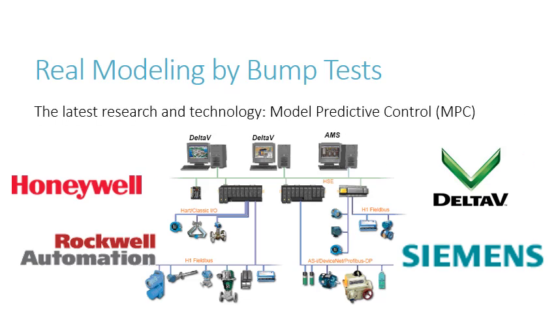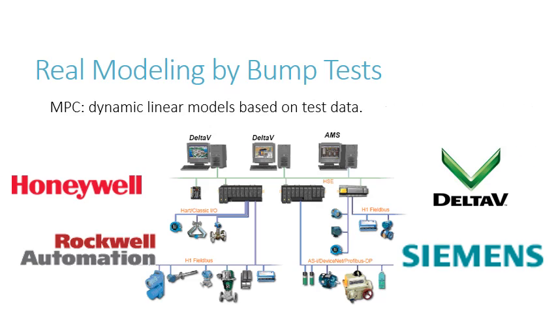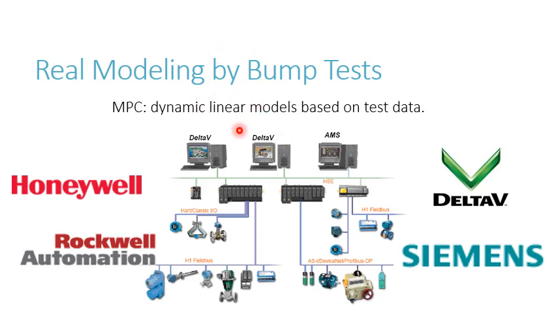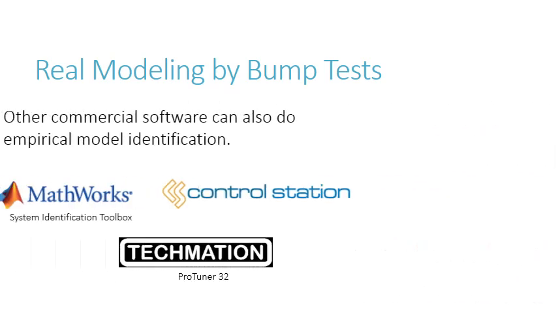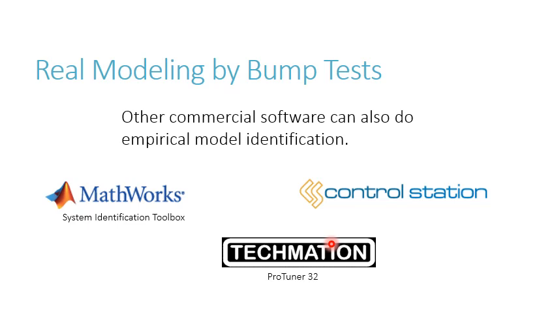The latest research in this area is model predictive control. This is the latest technology that you're going to be finding in these big expensive systems. Model predictive control is using dynamic linear models, so the models change, and this is based on test data. It's able to account for some non-linearities in your system because these are dynamic linear models that change based on conditions. You don't have to have gigantic, expensive distributed control systems in order to do this type of analysis.